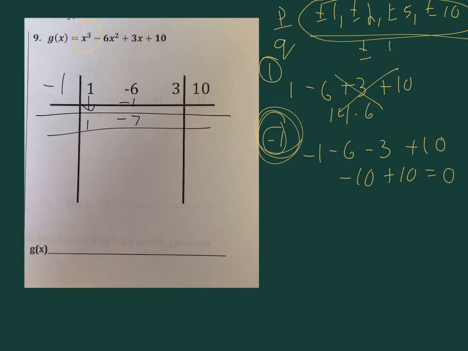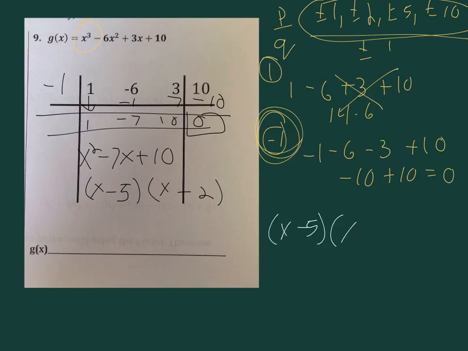-6 and -1 is -7. -7 times -1 is 7. Plus 3 is 10. Times a -1 is -10, which gives me a remainder of 0. Again, if these are factors, you should always get a 0 remainder. So now I am left with x squared minus 7x plus 10, which we can then factor down into factors of 10. That will give me 5 and 2, and they would both be negative. So -5 and -2. So then I have the factors of x minus 5, x minus 2.